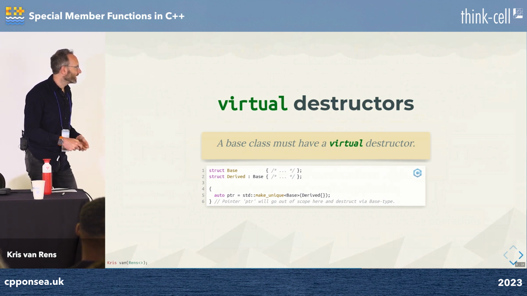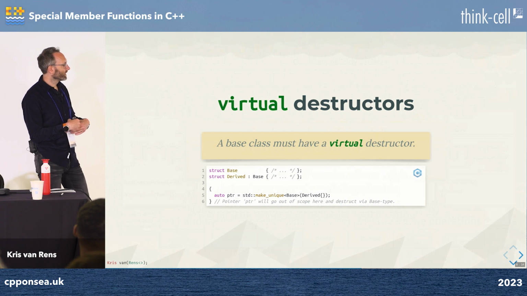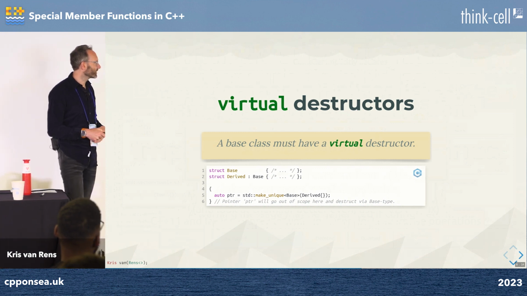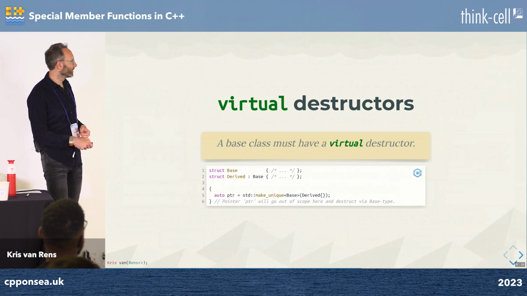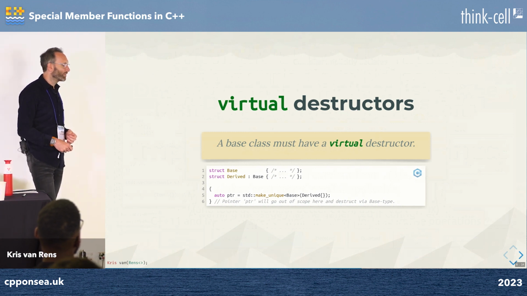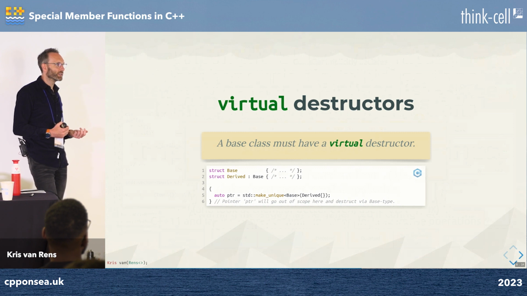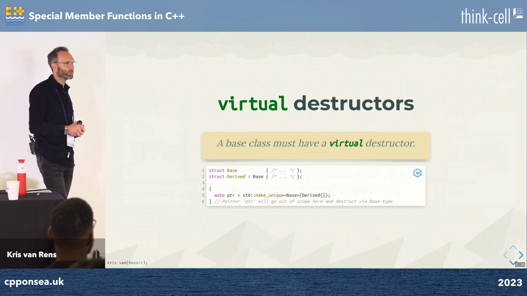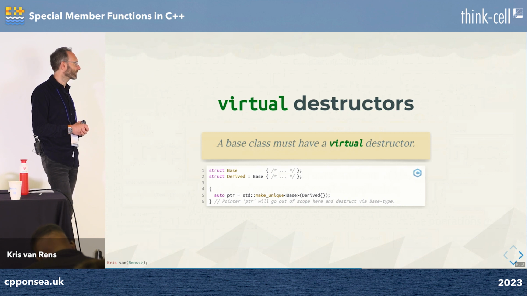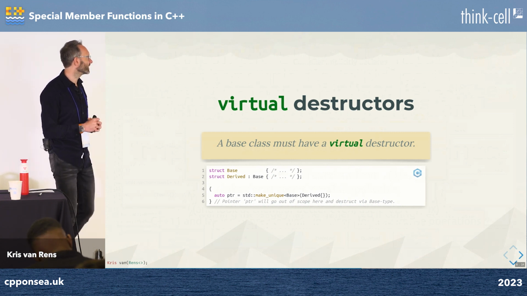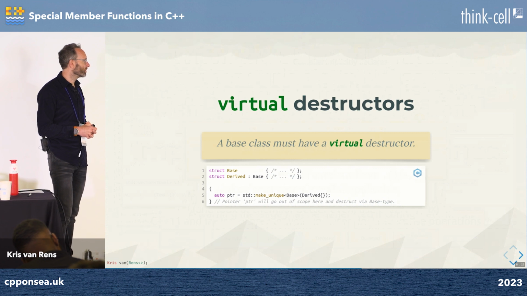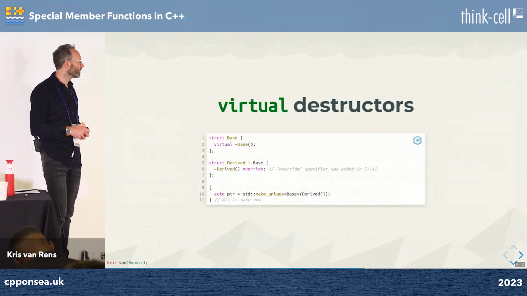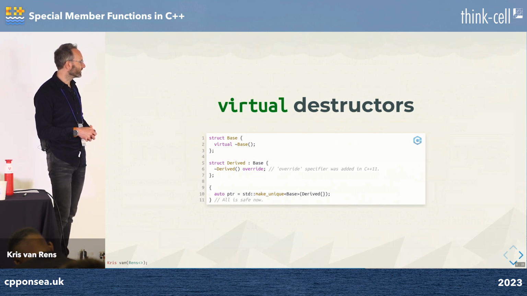Well, obviously, if we use a base class pointer to a derived class, and we destruct the derived class instance from the base class pointer, if we don't have a virtual destructor, then only the base class destructor will be run and not the derived class destructor. We get slicing and all kinds of stupid stuff, memory leaks perhaps. So make a base class destructor virtual.